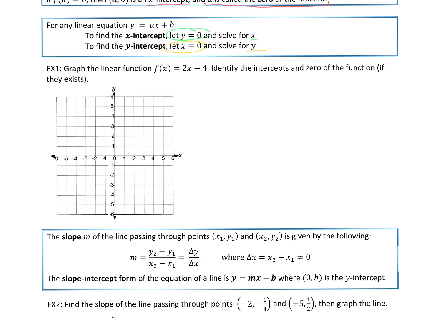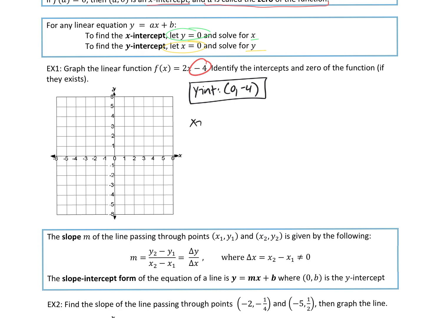Example 1, graph the linear function f of x equals 2x minus 4, identify the intercepts, and 0 of the function, if they exist. Alright, so to graph the linear function, I'm going to go ahead and find the y-intercept, and using the slope-intercept form that we have here, we know that our y-intercept is negative 4. So that's going to be (0, -4).